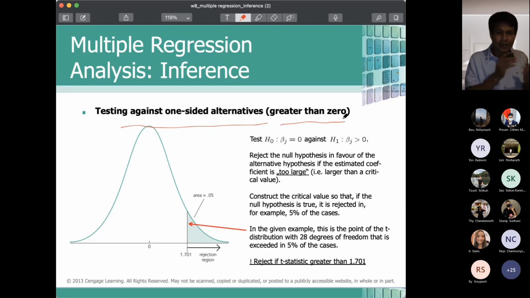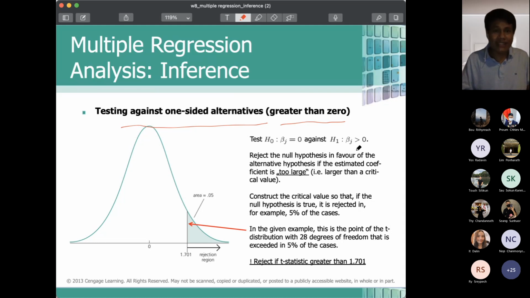Remember, if you have a null hypothesis, you always have an alternative hypothesis. Here, we have an alternative hypothesis that assumes it is bigger than 0. So we test the null hypothesis stating that the population parameter equals 0. We can add an alternative hypothesis that believes that delta j is bigger than 0. We only have one direction, and we believe that delta j must be positive. So we call it testing against a one-sided alternative, which is greater than 0.